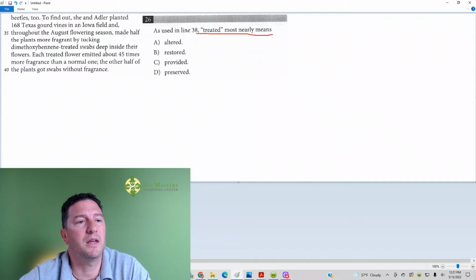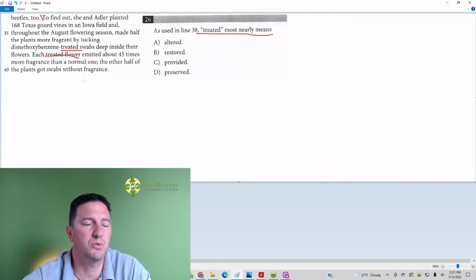It's starting the sentence here. To find out, she and Adler planted 168 Texas gourd vines in an Iowa field, and throughout the August flowering season, made half of the plants more fragrant by tucking dimethoxybenzene treated swabs deep inside their flowers. Each treated flower, so it says treated here, made about 45 times more fragrance than the normal one. The other half of the plants got swabs without fragrance.